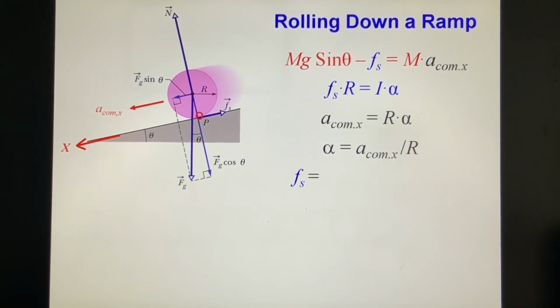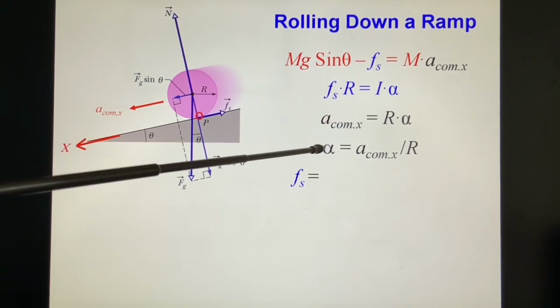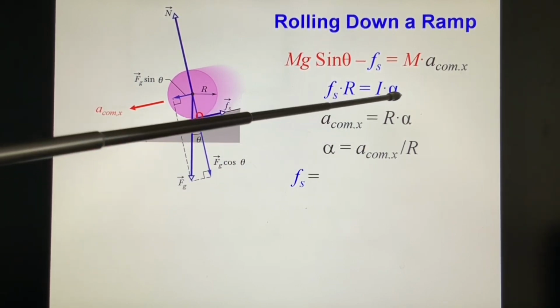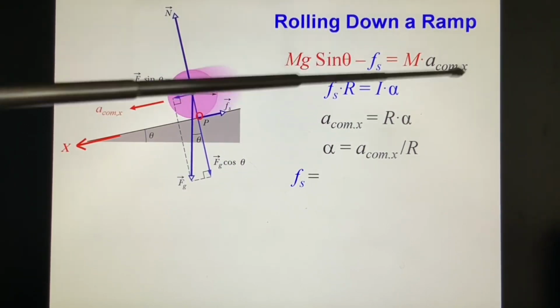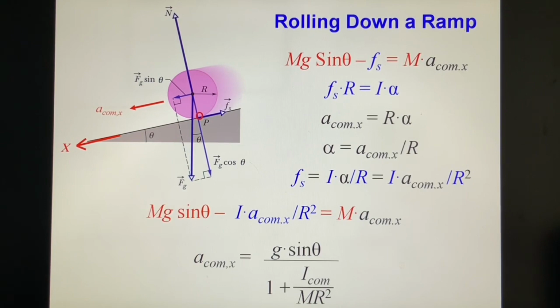Okay. Now I just give the answer. Solving for alpha in terms of a, and putting in f, we get an a. Okay? That's very simple. Now, I want to discuss the answer. The acceleration a is g sin theta over 1 plus I_com over m r squared. I_com is the inertia about the center of mass.